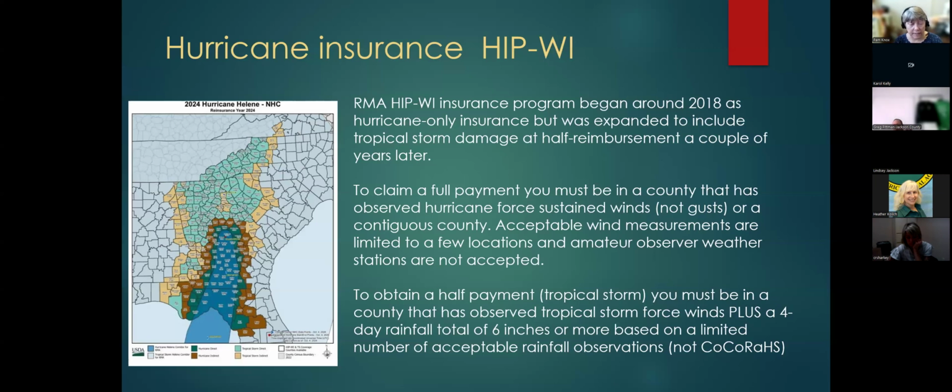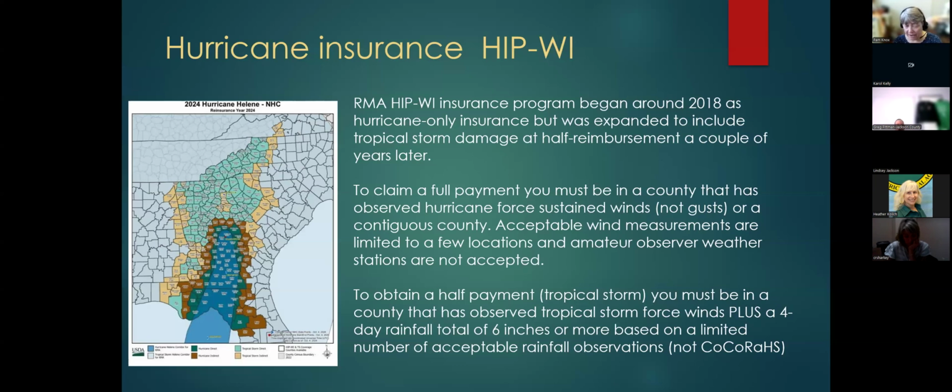Wind measurements that are accepted for that are actually limited to very few. The National Weather Service offices that have 10-meter towers are acceptable. Unfortunately, a lot of them are on hard power, and in Helene, a lot of them lost their power, so they lost their observations. They had to figure out what to do later. Amateur weather observers, amateur weather stations are not accepted. So if your neighbor had a wind gust of 120 miles an hour, you're never going to get them to accept that. They won't take ours at the UGA stations because our towers aren't 10 meters tall. They're only 3 meters tall.